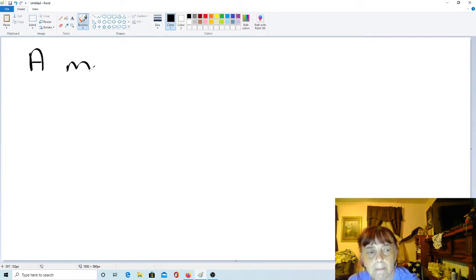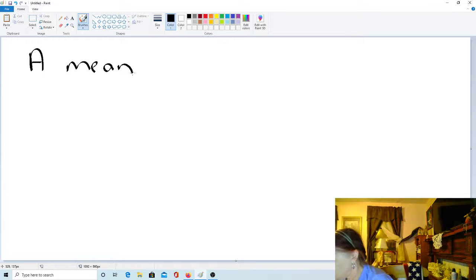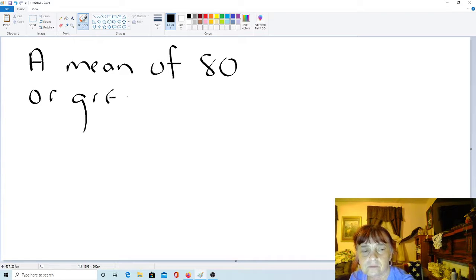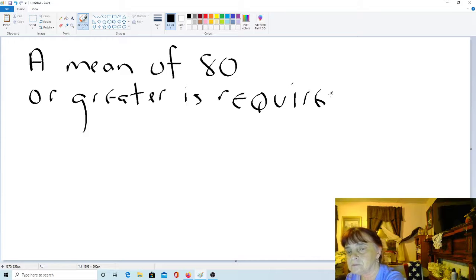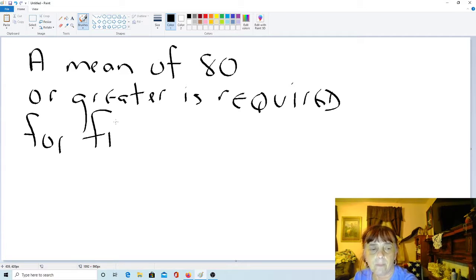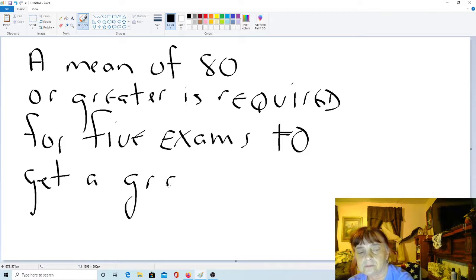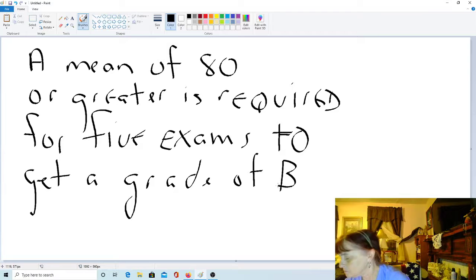Okay, a mean average of 80, or a mean of 80 or greater is required for 5 exams to get a grade of B in a class.